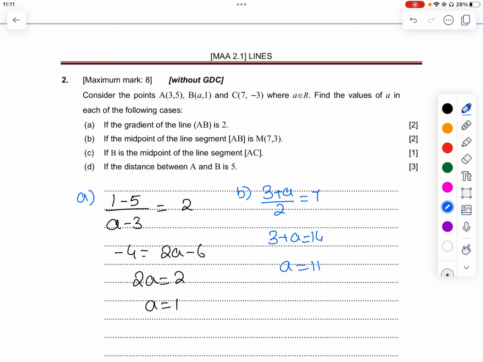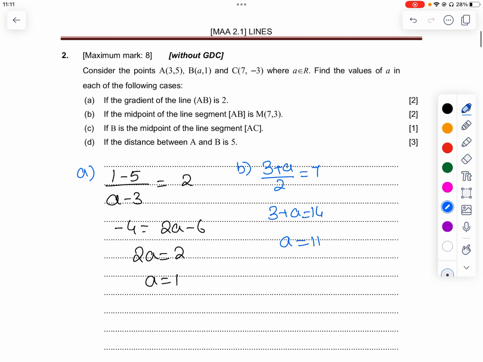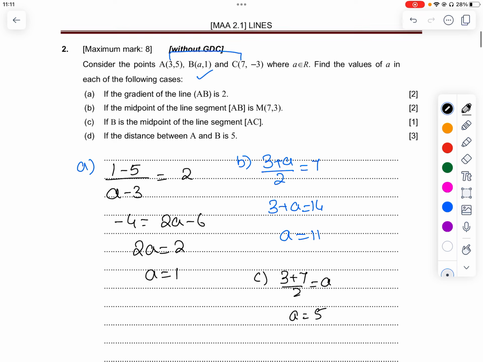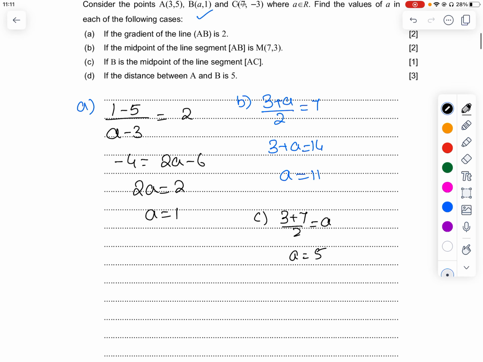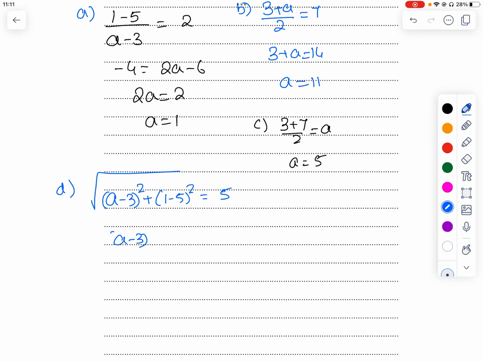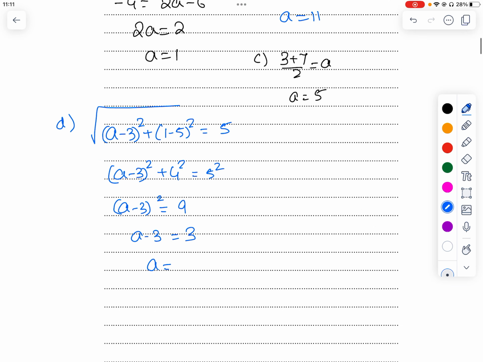Then if B is a midpoint of AC, so for these two, this is a midpoint. So what does that become now? 3 plus 7 upon 2 should be equal to a. So a equals 5. If the distance between AB is 5, so distance formula, square root of a minus 3 whole square plus 1 minus 5 whole square equals 5. So a minus 3 whole square plus 4 square equals 5 square. So a minus 3 whole square equals 9. A minus 3 equals 3. A equals 6.